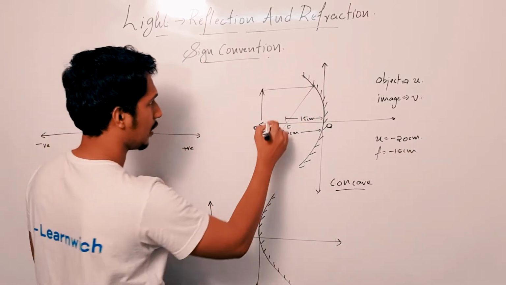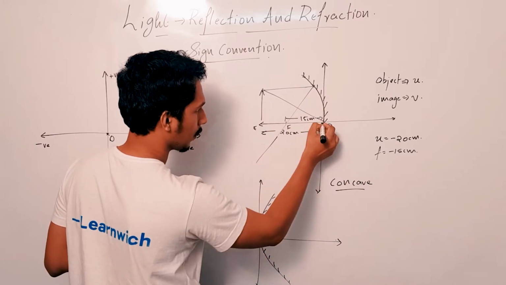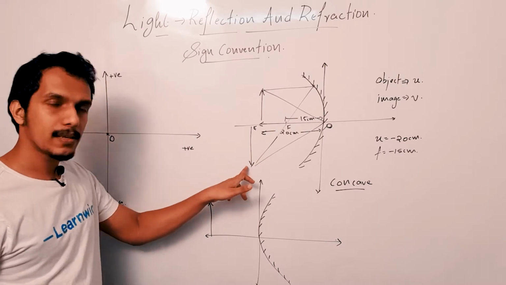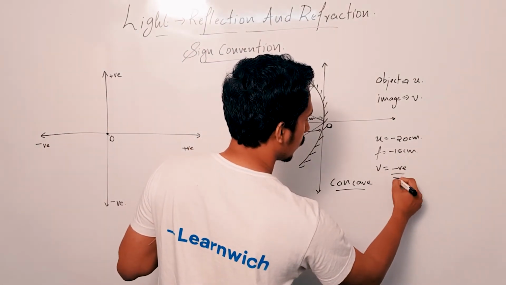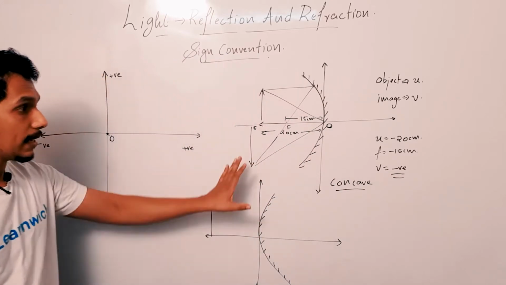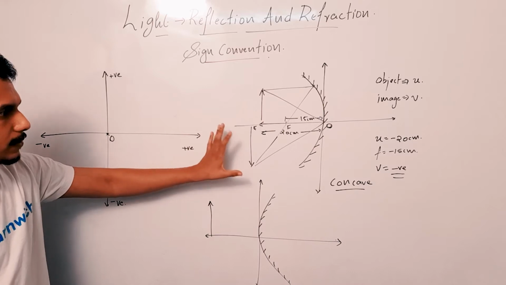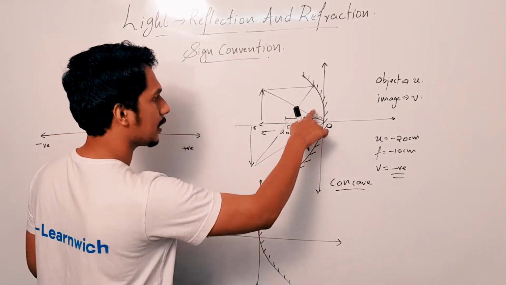Let's say the image is formed somewhere here. Upon calculation, you will see that your image value V is also negative. You see that? I'm not doing any particular question now. It is just to tell you how to approach a given question. Here, let's say this concave mirror is finished.